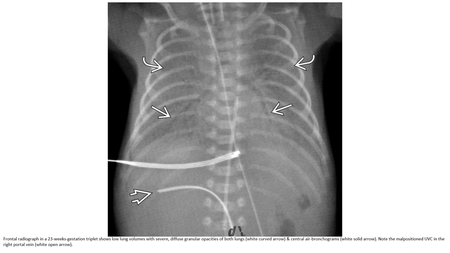Frontal radiograph in a 23-week gestation premature newborn shows low lung volume with severe diffuse granular opacity of both lungs and central air bronchograms. Note the malpositioned UVC in the right portal vein.